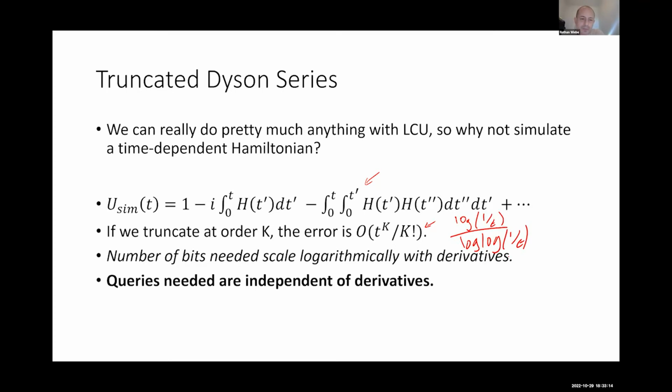But one of the things that's really neat about this approach is that when you go through and do all of this, we find that we can implement this formula using a number of queries that are actually independent of the size of the derivatives. And that is a really shocking observation that was made relatively recently. What this means is that quantum simulation for time-dependent Hamiltonians doesn't depend on how quickly the time-dependent Hamiltonian changes. It just depends on how big the Hamiltonian is.